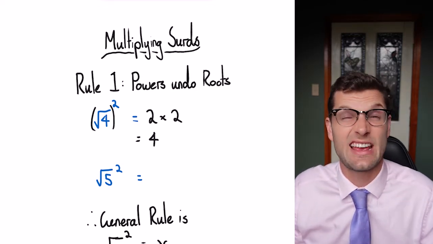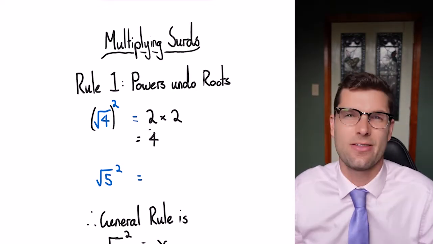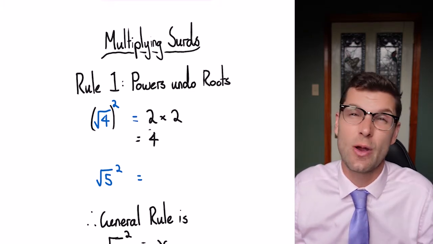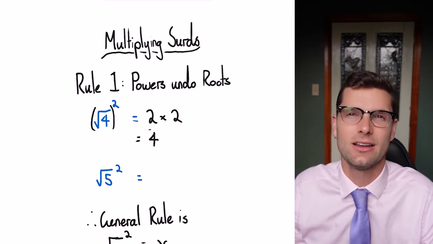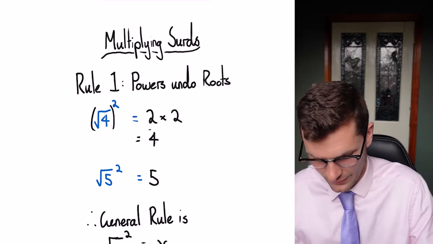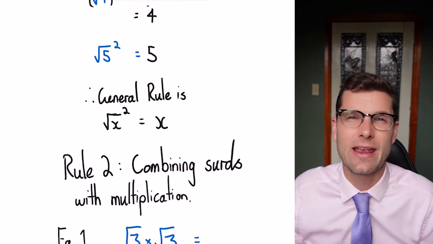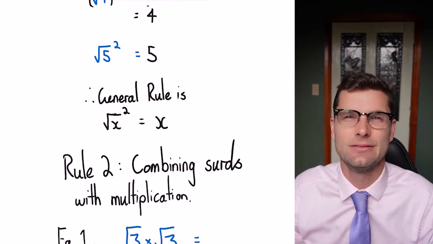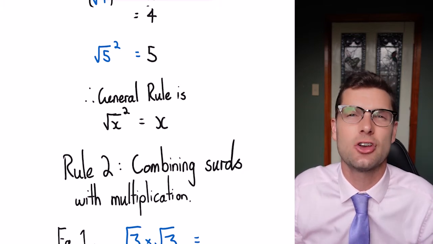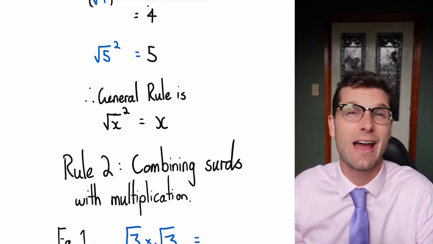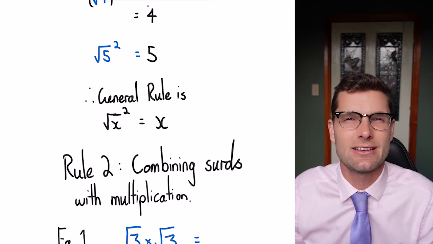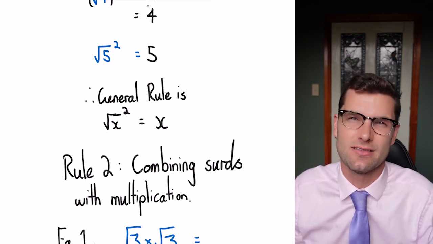The same thing works even if we don't have a square number that we can easily see. The square root of 5 all squared is just equal to 5. So the general rule that we have is that any number, any algebraic term, if it's square rooted and squared, the final answer is just what's under the square root sign to start off.